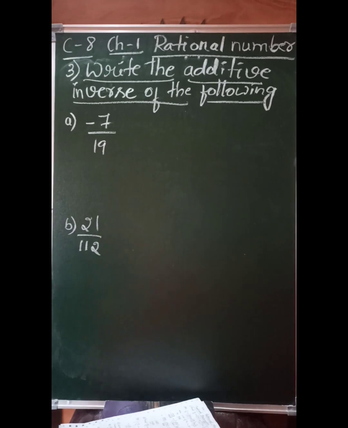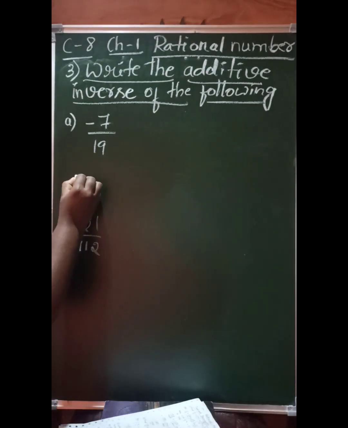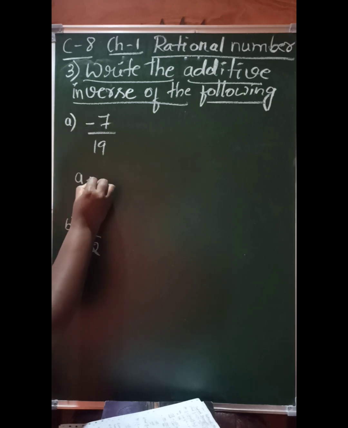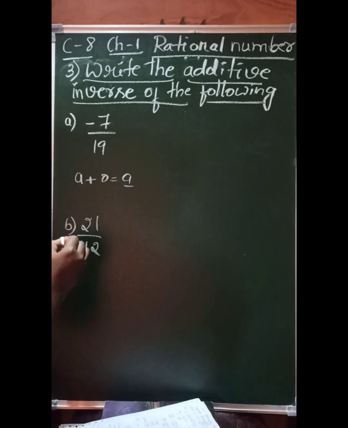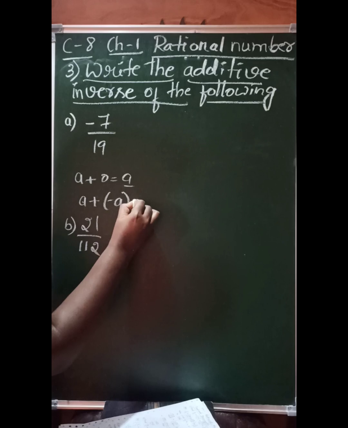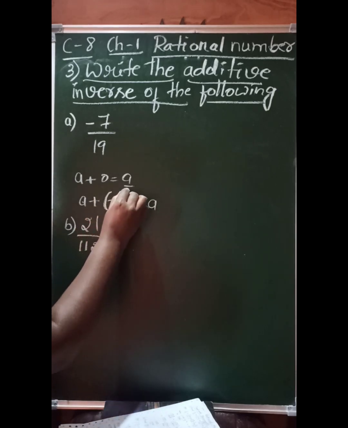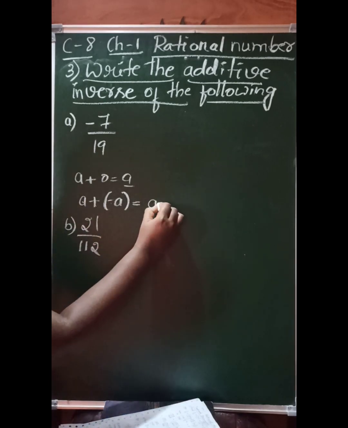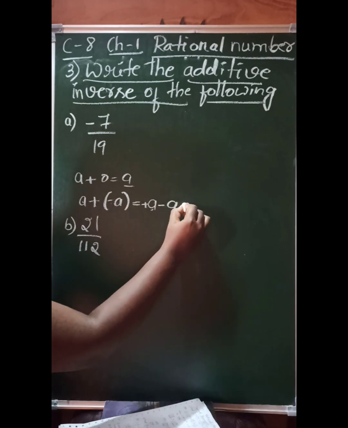So this is the third example which is given in your textbook. What is the question? Write the additive inverse of the following. As we know, what is additive inverse? As I told you, when you add 0 to any number, you will get that number only. But how to find out the additive inverse of this? So a plus its inverse is nothing but negative a. What will you get here? As we know that the bracket means multiply, so plus into minus is minus a. Plus a minus a equals 0.